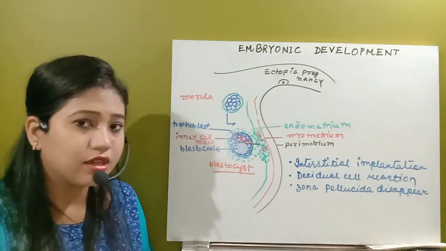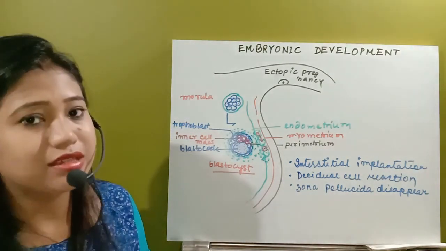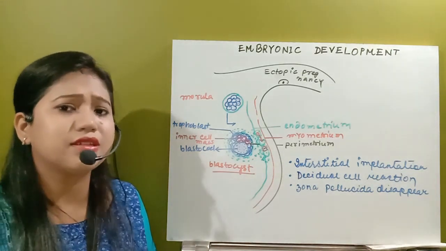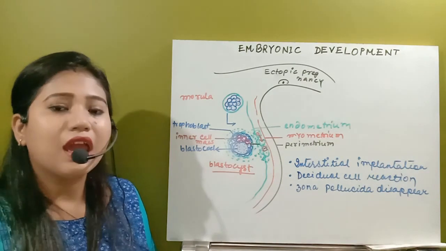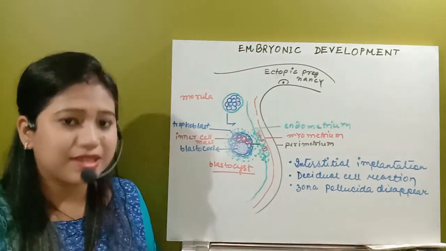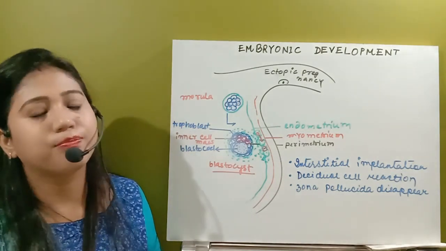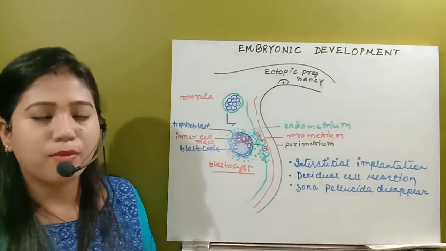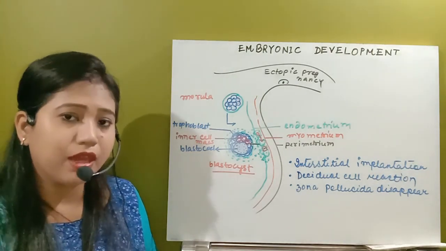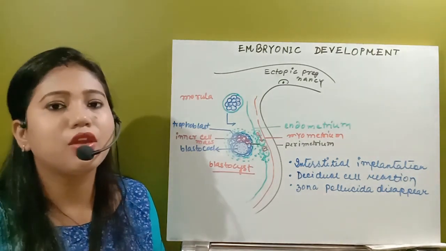As I already told you, this type of cleavage is indifferential. That means it is not predetermined which cell is going to form what. So any of the cells can perform its function properly, and it can form the whole baby or the whole embryo from any of the cells.